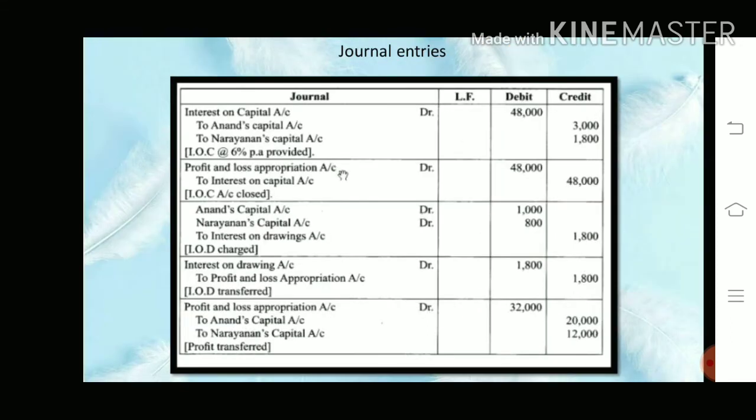Then you have to prepare the next journal entries. So interest on capital account debtor to Anand capital account, to Narayanan capital account.